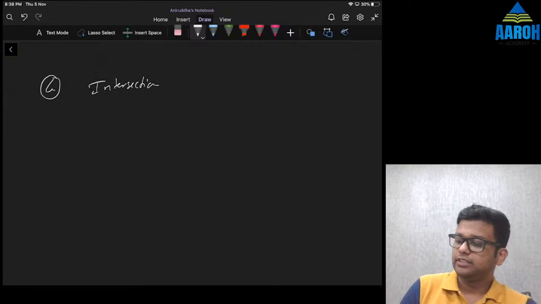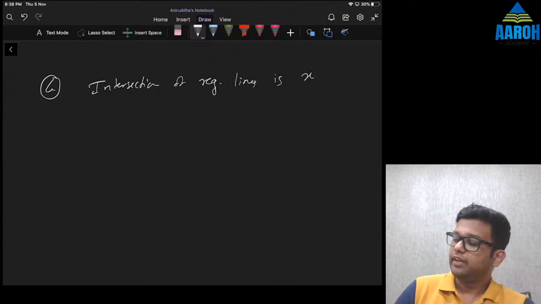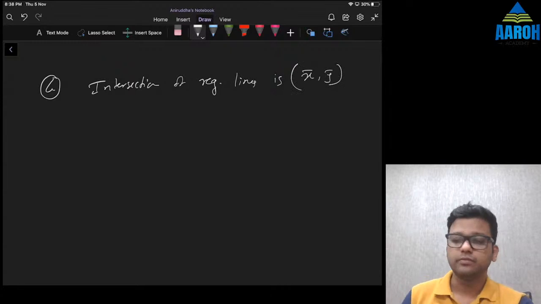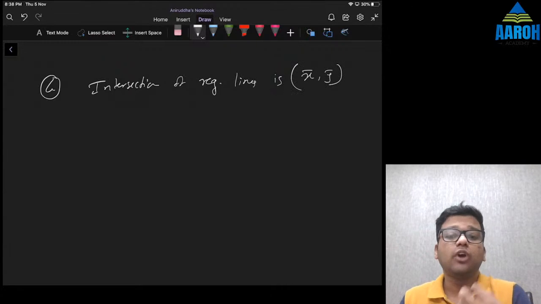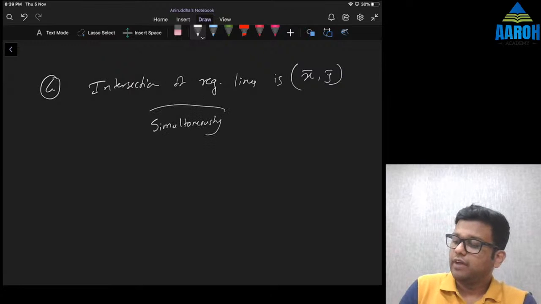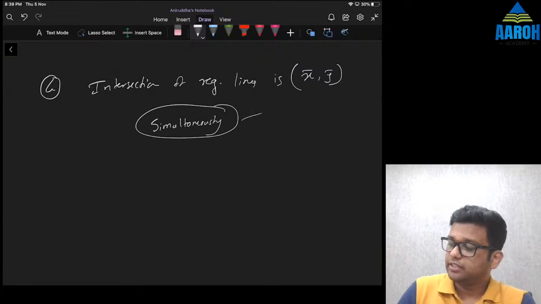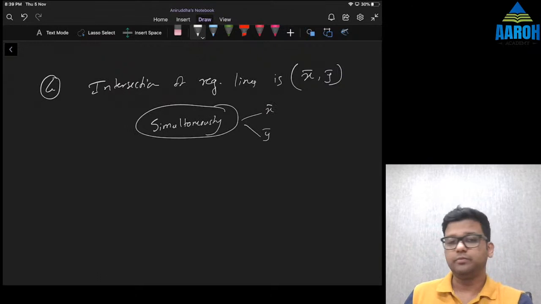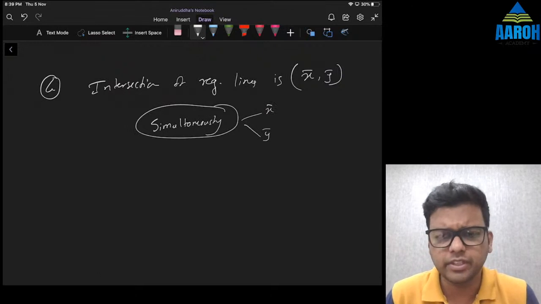Intersection of regression lines. The intersection of regression lines is (x bar, y bar). That is, if we solve the regression lines simultaneously, then the values of x and y that we get are x bar and y bar. We'll see a question on this.